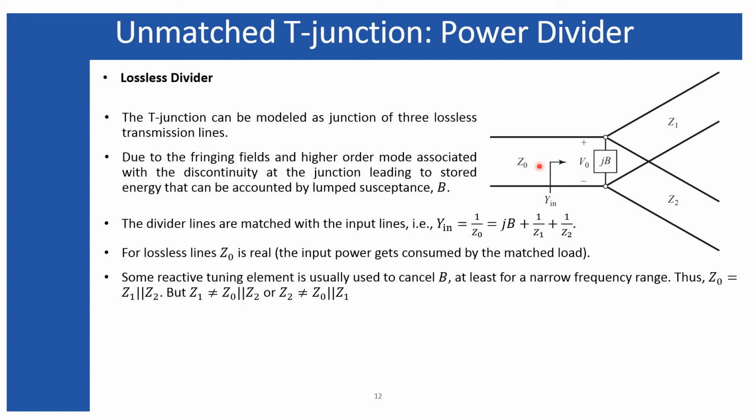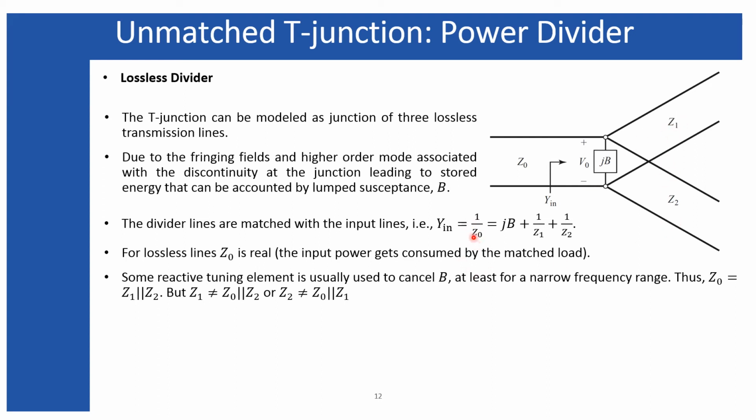However, in order to avoid this susceptance term, we generally use some reactive tuning element that can cancel this susceptance term, at least for a narrow frequency range. So by considering that narrow frequency range for which the susceptance term is 0, we can write Yin equals 1 by Z1 plus 1 by Z2, which means the characteristic impedance Z0 is nothing but the parallel combination of the characteristic impedances of these two other guides.